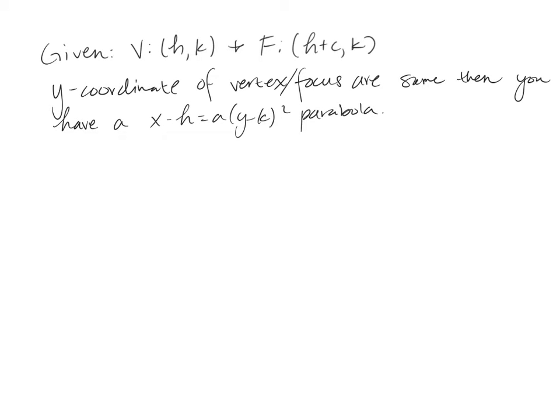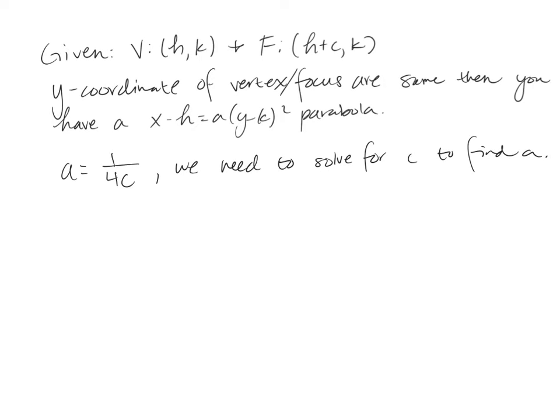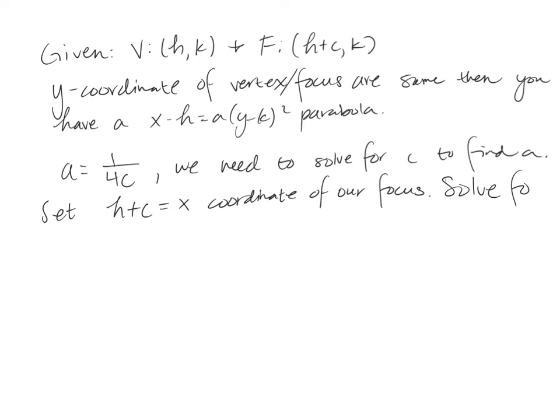Okay, so once you determine which parabola you have, the next thing you need to figure out is, we know what h and k are in our parabola. What we need to find is a, right? Now, a can be found using the equation 1 over 4c. So we need to solve for c to find a to complete our equation. Just like in the previous video, we're going to set h plus c equal to the x-coordinate of our focus, because that has to be equal to h plus c according to the formula up there. And so once we've set it equal to the x-coordinate of our focus and plugged in h from our vertex, we can find c by solving. And then we plug c into a equals 1 over 4c, and we get our a.